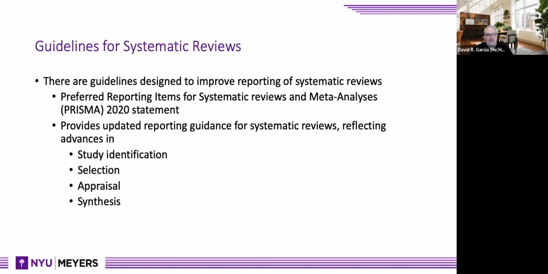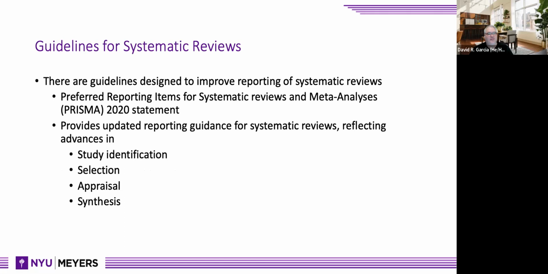So it's in the title of systematic reviews. It's systematic. So there are guidelines designed to improve the reporting of systematic reviews, and that's the Preferred Reporting Items for Systematic Reviews and Meta-Analyses, abbreviated as PRISMA. So when you see PRISMA in your readings, this is what they're referring to. And this was updated in 2020. So we'll go into what those changes involved.